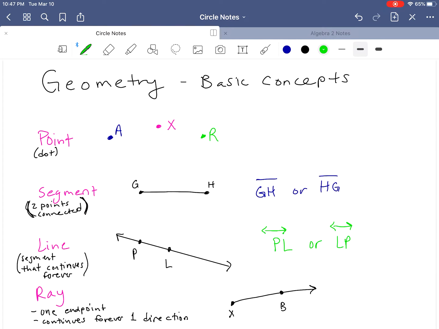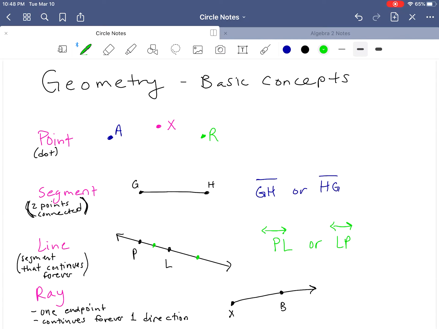The other thing I might add is that lines have infinitely many points on them. So even though I only have 2 points drawn on my line, technically there's other points here. So maybe there's another point outside of L or between P and L. There's infinitely many on there, but we only use 2 to name the line.